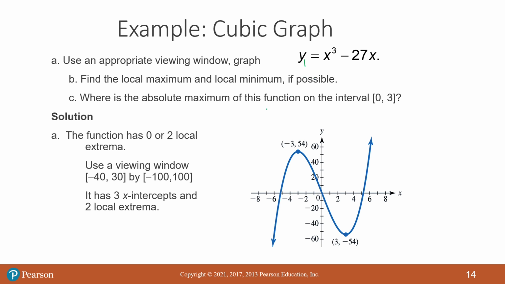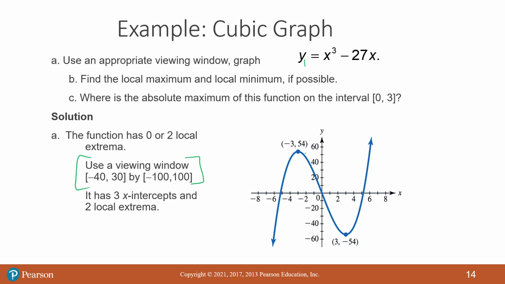Now, you can use the viewing window that they recommend here that kind of meets the graph over here on the right-hand side. The viewing window is negative 40 to 30 and negative 100 to positive 100. Okay, so your x values range basically from negative 40 to 30 and your y values from negative 100 to positive 100.